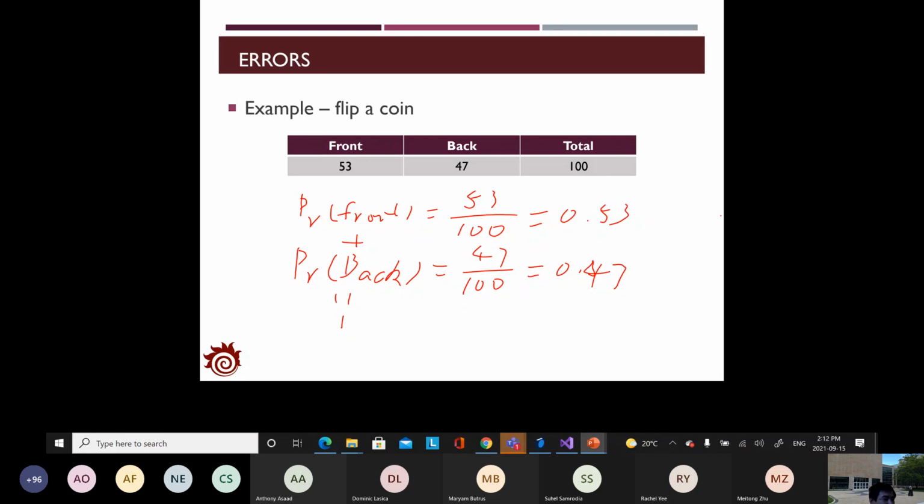So bear with me about my handwriting this time. I actually lost the power of my pen, so the handwriting is not that good.